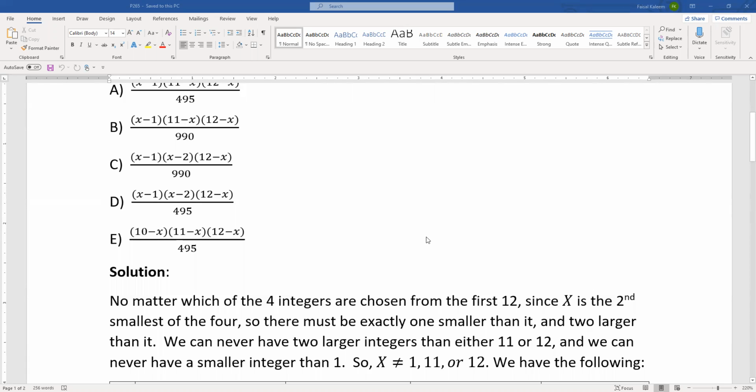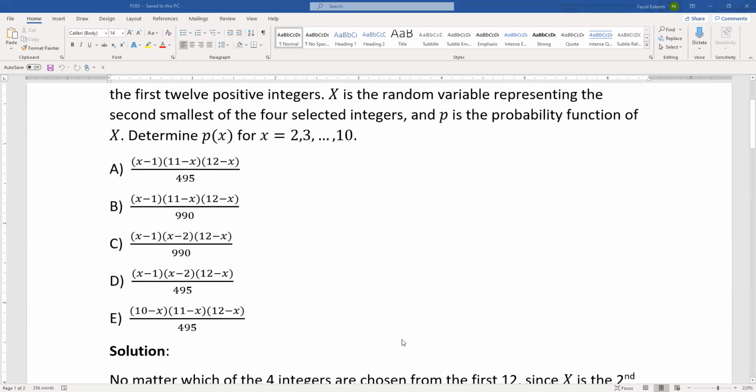And similarly, since X is the second smallest, X has to have one integer that is smaller than it. So that's why X cannot be 1, because there is no integer smaller than 1. So the minimum X can be is 2. So that's why we're just talking about 2 through 10 over here.